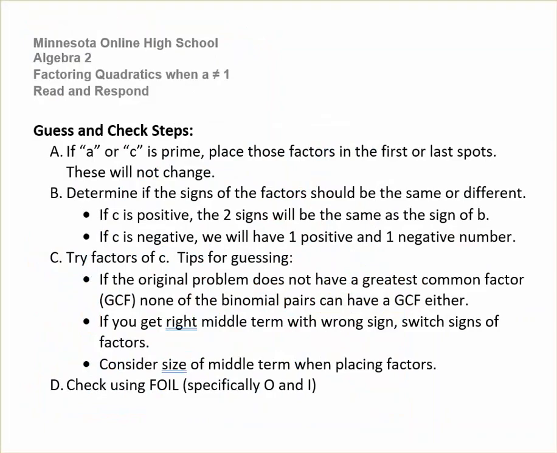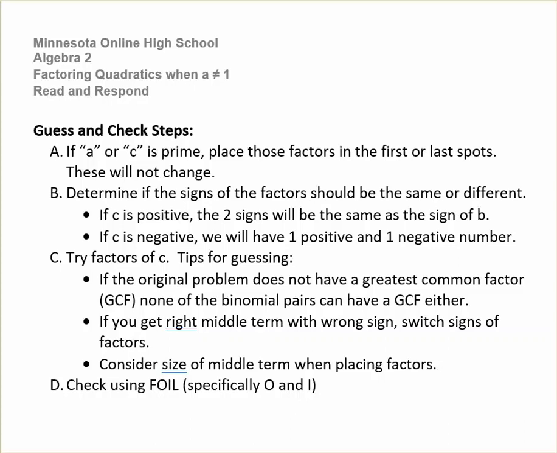The next method is called guess and check. Basically what we're doing here is undoing FOIL. So we're going to make some guesses, and then we're going to check our answer with FOIL to see if it's correct. Now we can have some logical ways to make our guesses. So we're going to start by looking if either our A or our C terms are prime, because that reduces the number of factors. So we can lock those in our first or last spots and know those are not going to change.